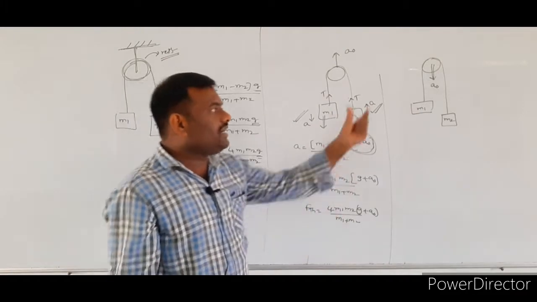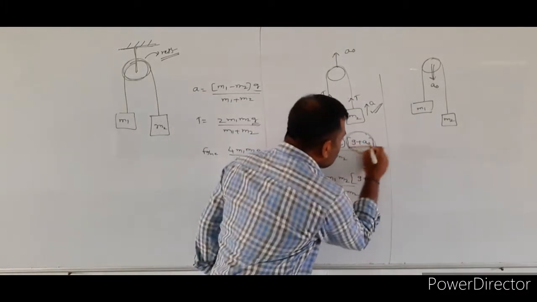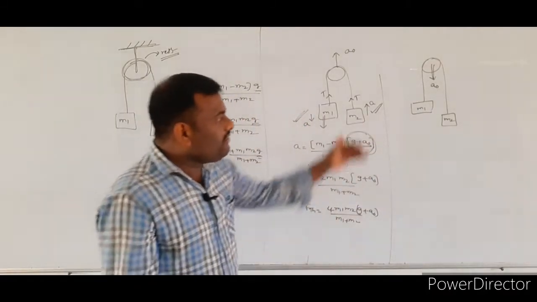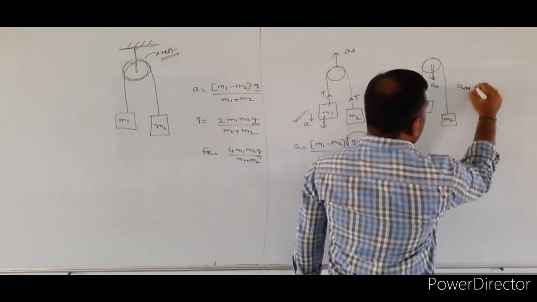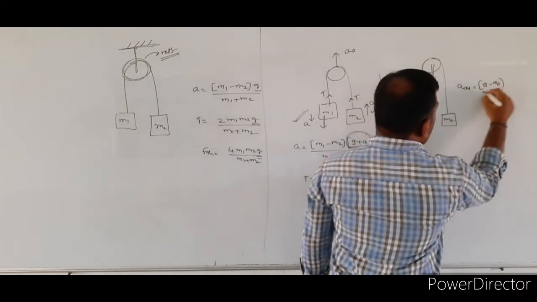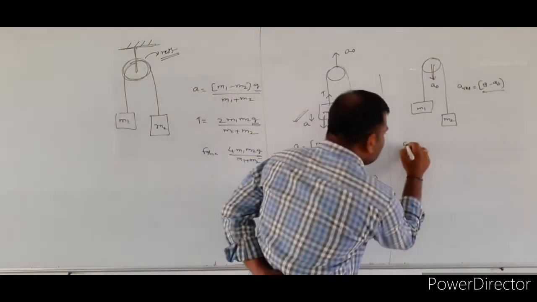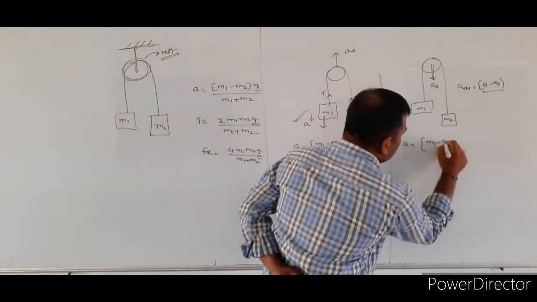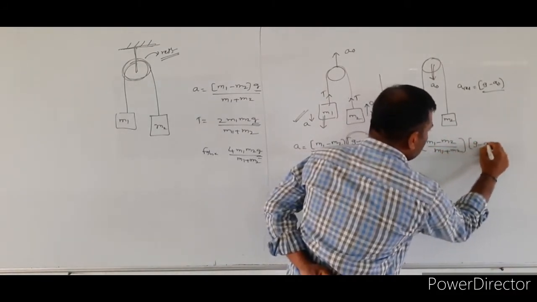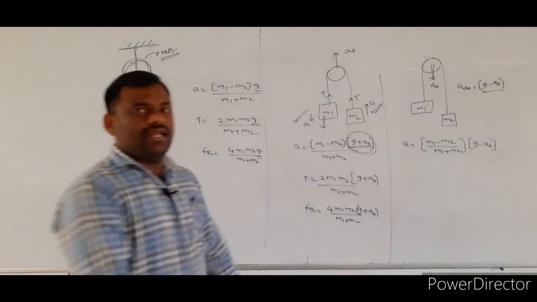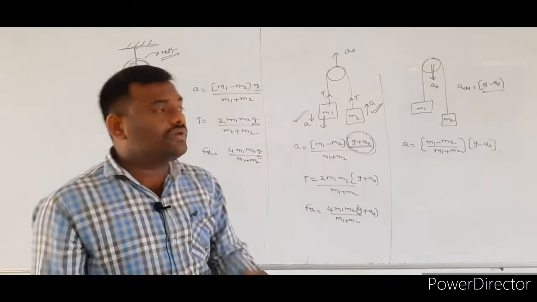In this case, already I told, whenever it is moving in the upward direction, resultant acceleration is equal to what? g plus a naught. Whenever it is moving in the downward direction, resultant acceleration is equal to what? g minus a naught. So here the acceleration of the system becomes (m1 minus m2) by (m1 plus m2) into (g minus a naught).